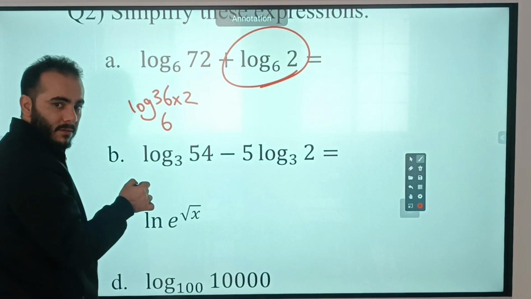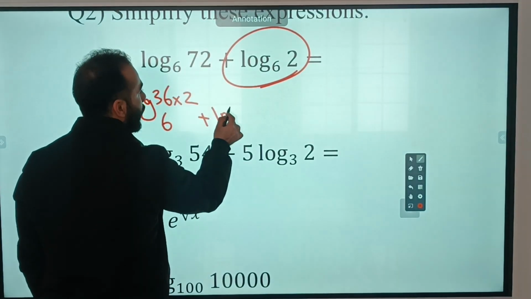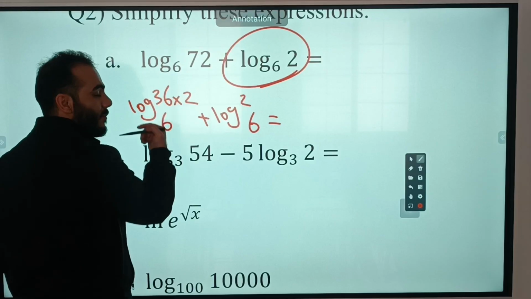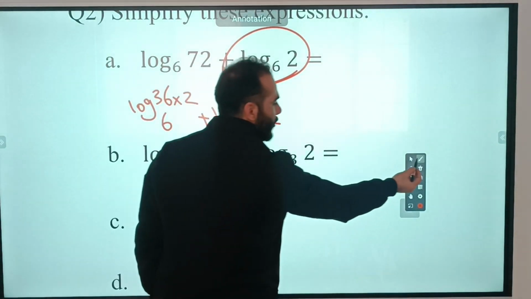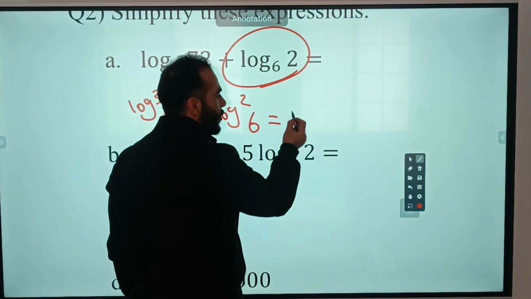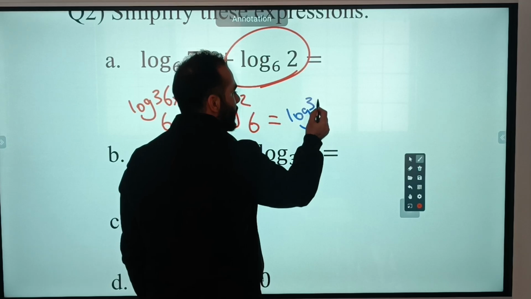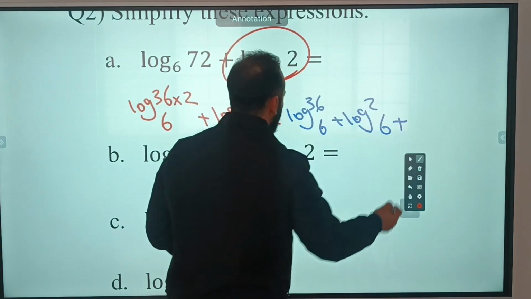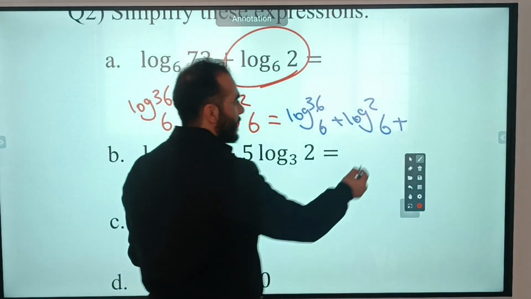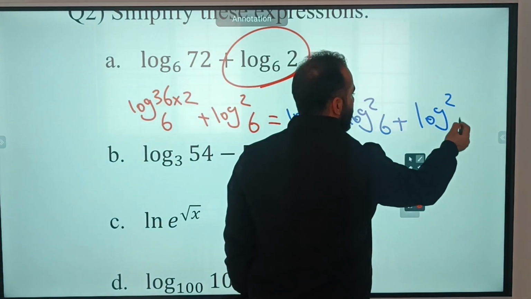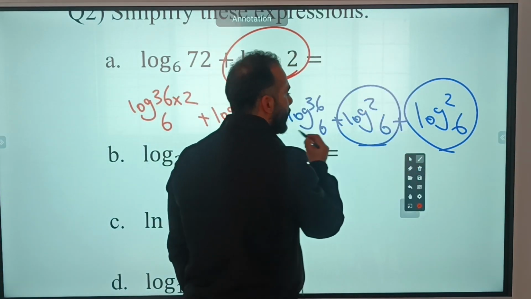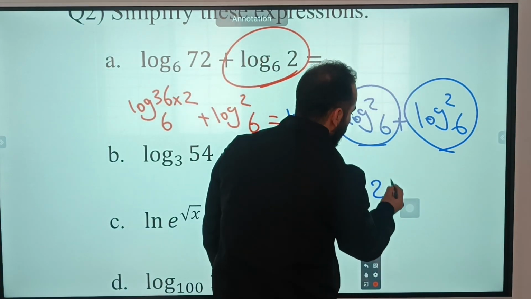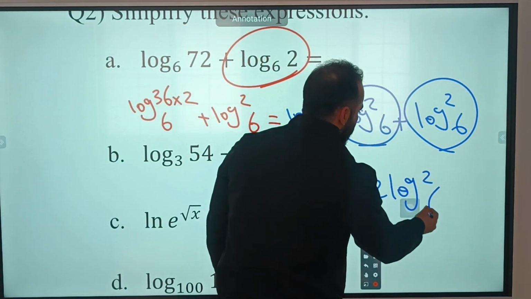Can it? Of course it can. Plus logarithm 2 base 6. Now, we can separate this one. There is multiplication, so this multiplication is going to turn to addition. So log 36 base 6 plus log 2 base 6, and originally we have log 2 base 6. These two are the same thing. So 1 plus 1, 2. So we are going to have 2 log 2 base 6.